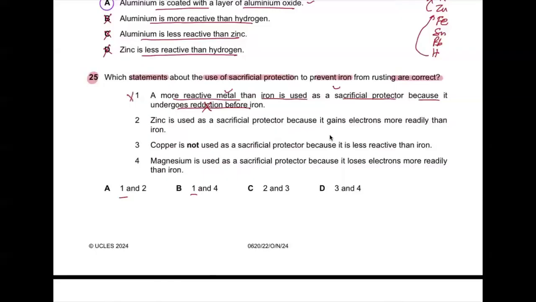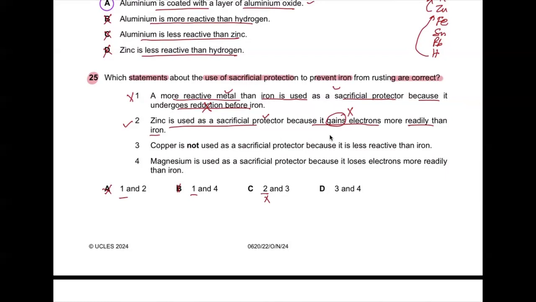And if statement one is wrong, then A and B go wrong. Number two, zinc is used as a sacrificial protector because it gains electrons more readily than iron. Sorry, see, you have to be very careful while reading the statement. It loses electrons more readily, so it undergoes oxidation more readily. So statement two is incorrect. So C goes wrong, and we are only left with option D. So D is the correct answer, right?